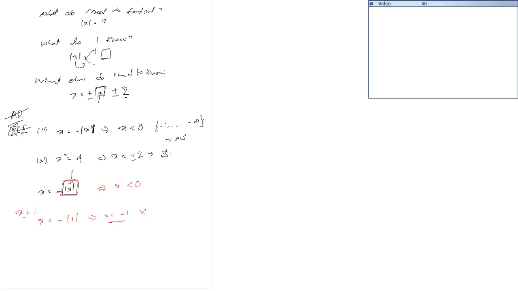How come it is not possible? When you say x is equal to 1, you end up getting x is equal to minus 1. Let's say x is equal to minus 1, then x is equal to minus modulus of minus 1, which is minus 1. This implies x is equal to minus 1, so this is correct. So x should always be less than 0.